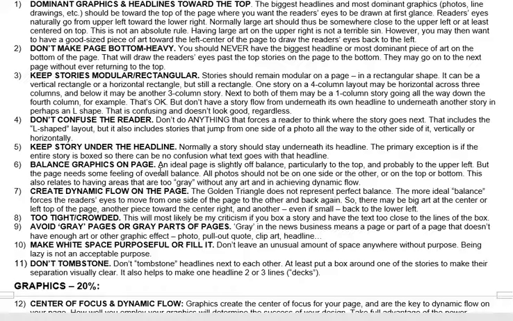And then finally, we talked about tombstoning, having 2 stories next to each other with the headlines right next to each other. The worst tombstone is to have 2 stories next to each other where the headlines are the same size and you have the same number of lines. That's the very worst scenario of tombstone.